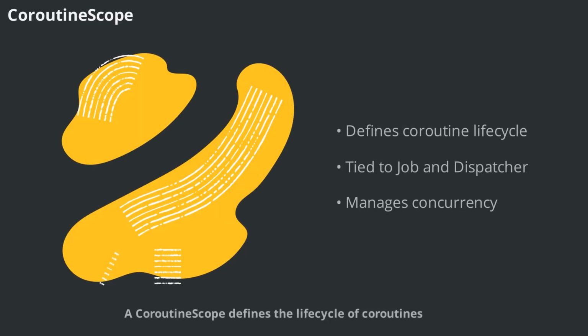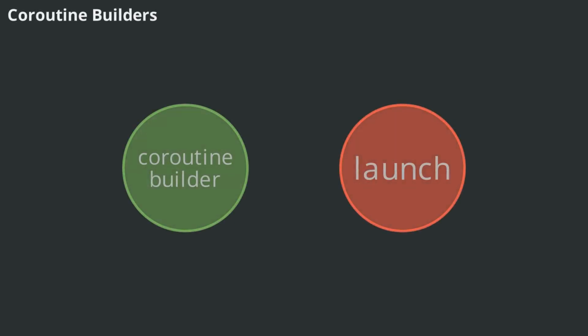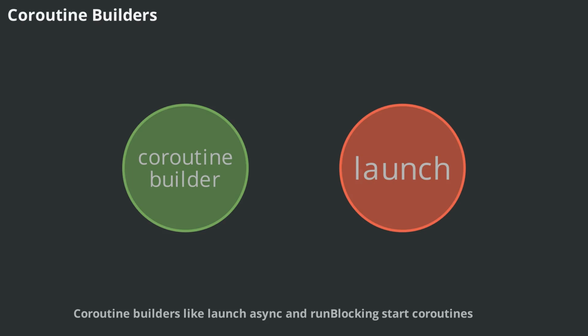A coroutine scope defines the lifecycle of coroutines, tying them to a job and a dispatcher. When the scope is canceled, all coroutines launched within it are also canceled. This helps manage concurrency and resource cleanup. Coroutine builders like launch, async, and runBlocking start coroutines. Launch is for fire and forget, async returns a result, and runBlocking blocks the current thread. These builders are the entry points for concurrent programming in Kotlin.